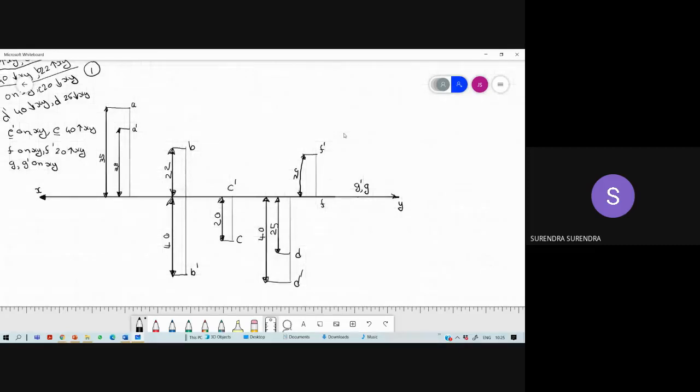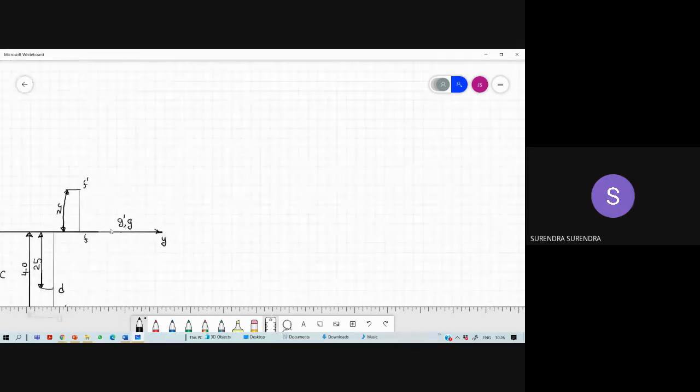So do you have any doubts regarding this first problem? If you have any doubts, unmute your audio and respond. How to represent a front view and top view of a given point based on the relations from horizontal plane and vertical plane. At least no doubts on the answer, by unmuting, so that I will be satisfied. No, sir. So move on to the second problem.